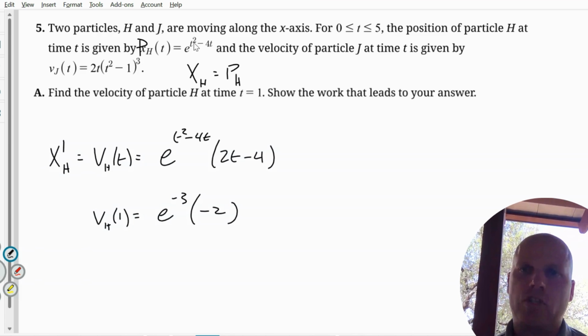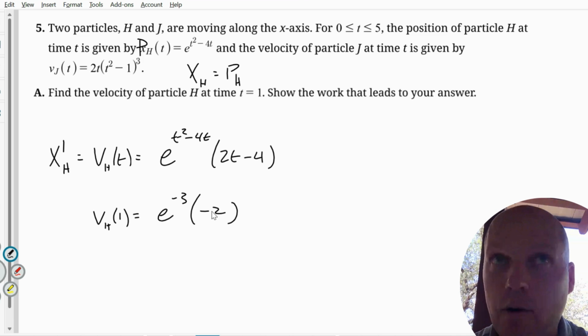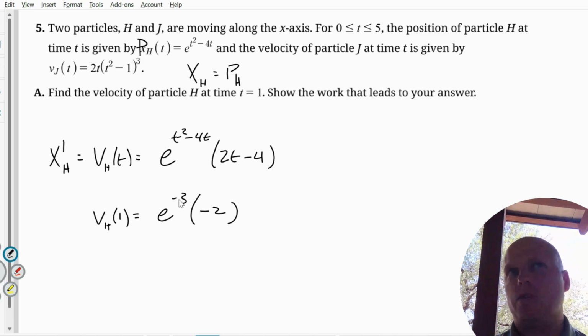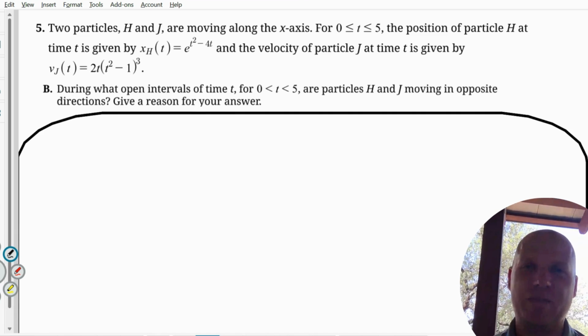And I have to use the chain rule. I take the derivative of e to the t squared minus 4t, and I get e to the t squared minus 4t times 2t minus 4, and I plug in 1, and I don't simplify. Did they ask you, are we moving left or right? Nope. You would have said we're moving left. E to any power is always positive. Did they ask you if you're going towards or away from the origin? Nope. They didn't ask you about any of that. They just asked you for the velocity. Soft. Hopefully we did well.